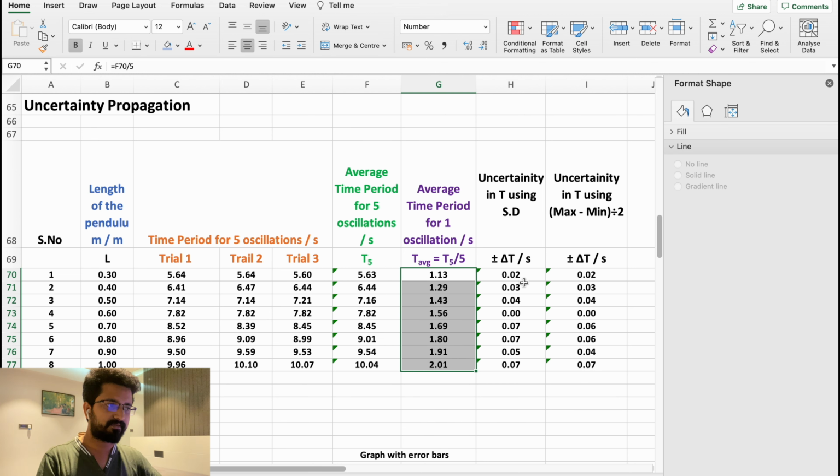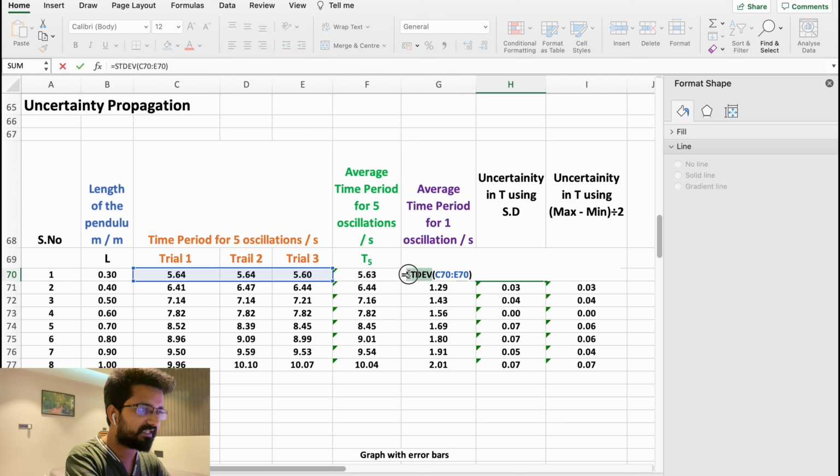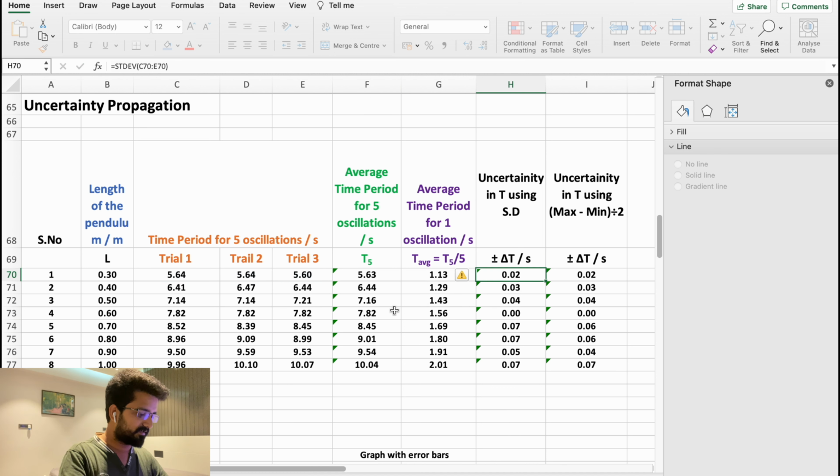Excellent. So let us find the absolute uncertainty in the time period for 1 oscillation. I can do it either by using standard deviation, or I can use the (max minus min) divided by 2 formula. I have done both, but I'll follow the standard deviation values for the rest of my analysis in this video. But anyhow, I want to show both ways. For standard deviation, you can simply use the function STDEV. I've selected the range from C70 to E70, starting from this cell to this cell. As soon as you click enter, it calculates the standard deviation value, and that is basically your absolute uncertainty in the time period for 1 oscillation.